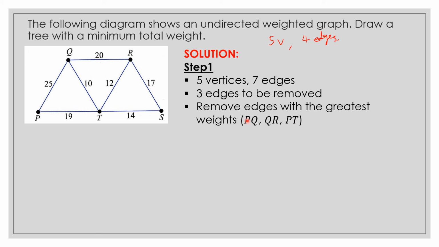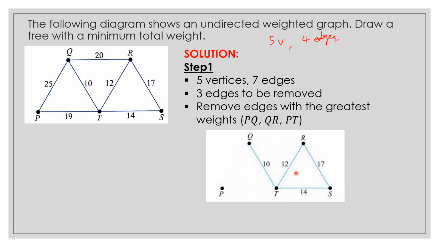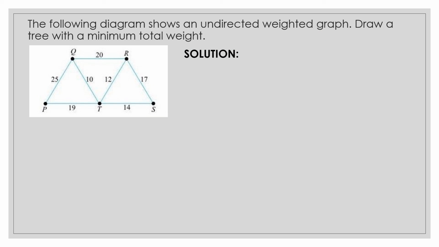Where are the edges with the greatest weight? 20, 25, and 19. So we remove 20, 25 and 19. Actually we can get a minimum total weight, but this is not a tree. So we cannot accept this. Since just now it's not a tree, we go another step.